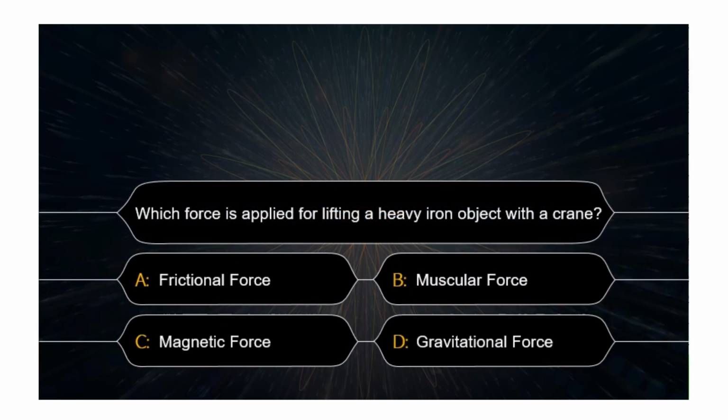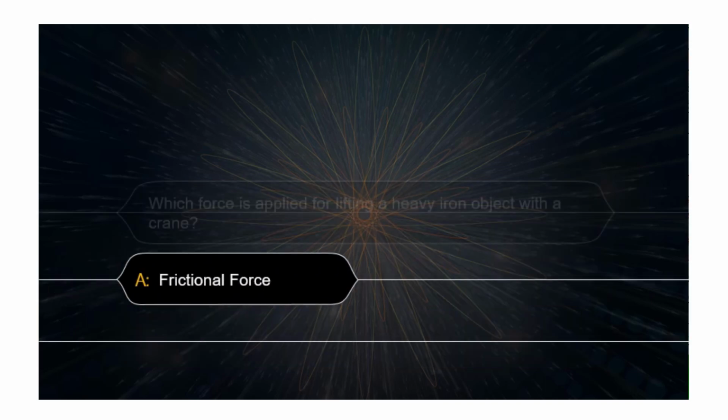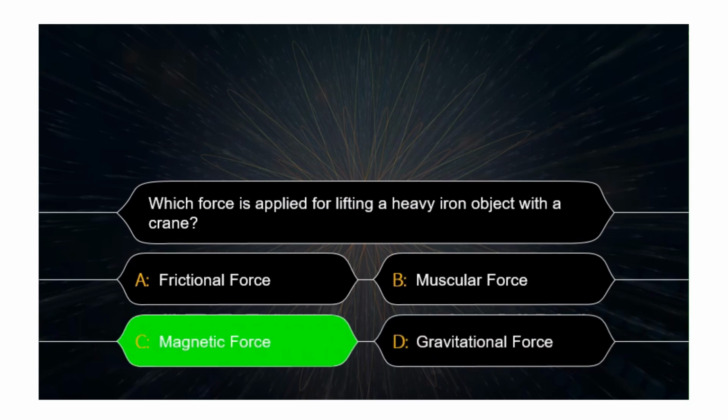Which force is applied for lifting a heavy iron object with a crane? Your options are frictional force, muscular force, magnetic force, or gravitational force. And the correct answer for this question is option C, magnetic force.